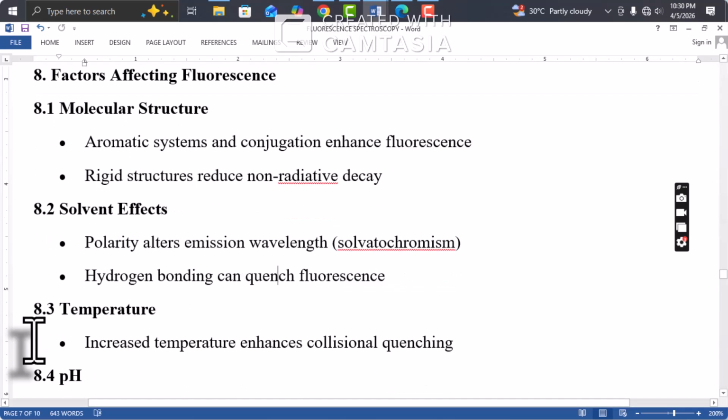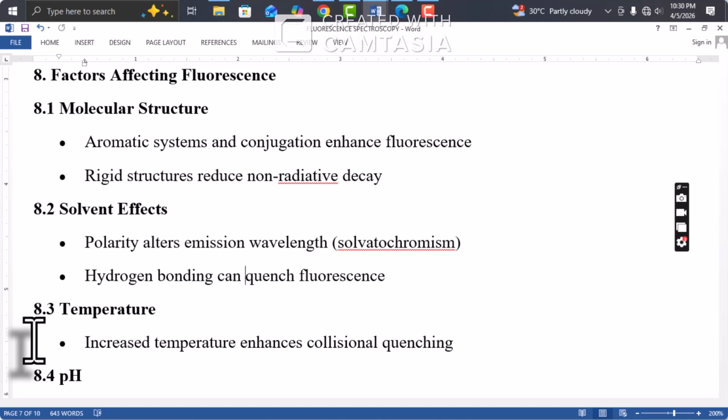Now, solvent effect, this is another important factor. Some solvents are polar, some are not polar, right? So polarity alters emission wavelength. Remember, I said wavelength also determines color, whether it's going to be red or blue. So the solvent you are using can determine that. When you use water, you might get green. When you use another solvent, you might get a red emission. So that is important.